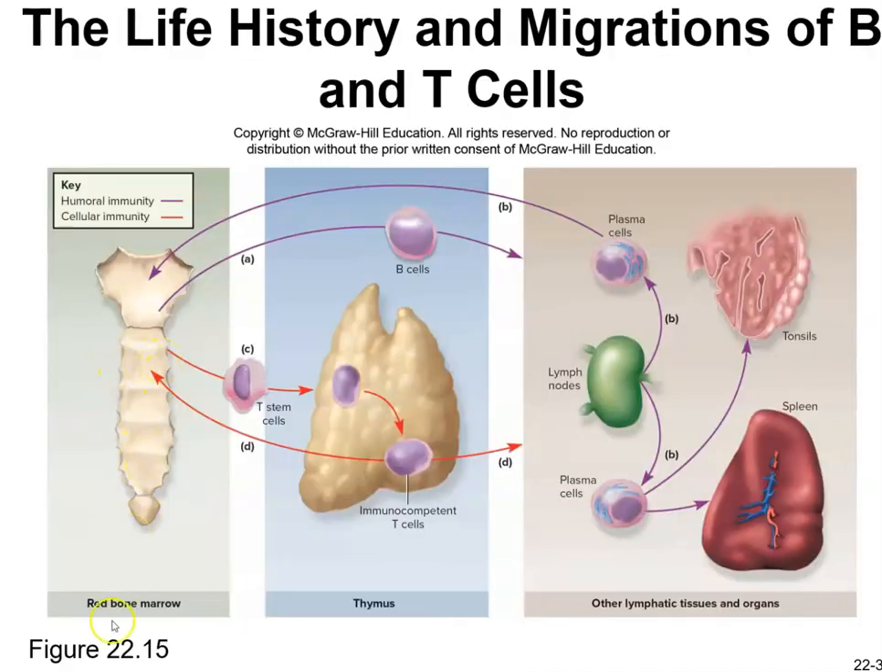So again, here is the red bone marrow. Okay. Here's the thymus, and then here's the lymphatic tissues. So you have tonsils, lymph nodes, and the spleen. And then here's the thymus. Okay, so B cells are made in red bone marrow. T cells are in the thymus. Okay. So you have cellular immunity, and then you have humoral immunity.